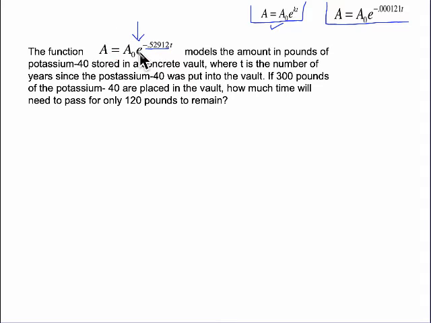So it says the function A equals A sub 0 e to the negative 0.52912t models the amount in pounds of potassium-40 stored in a concrete vault, where t is the number of years since the potassium-40 was put into the vault. If 300 pounds of the potassium are placed in the vault now, how much time will need to pass for only 120 pounds to remain?